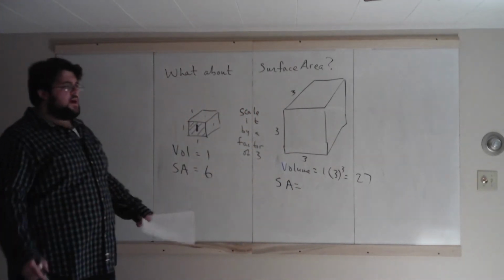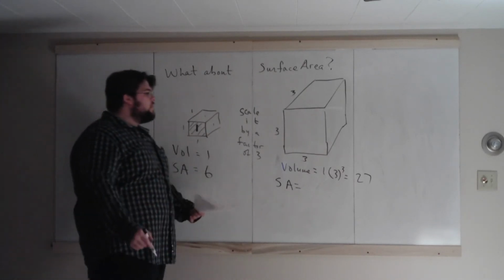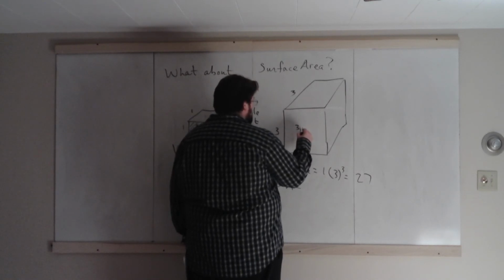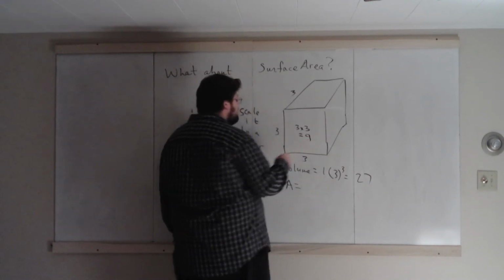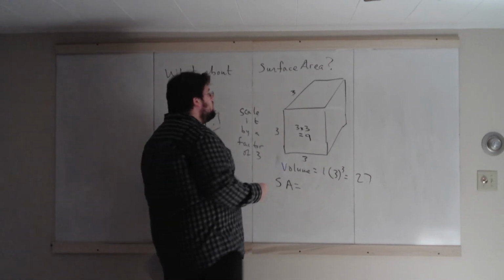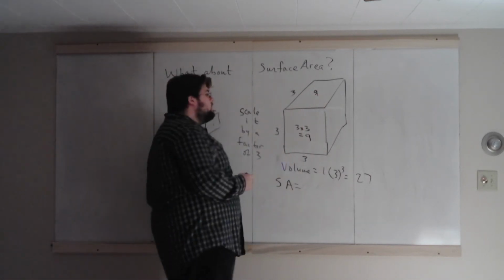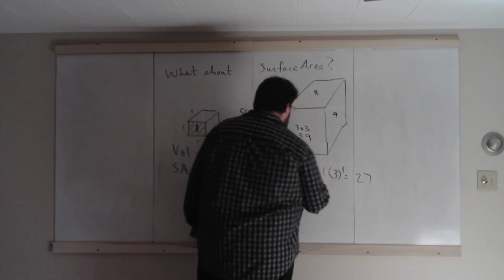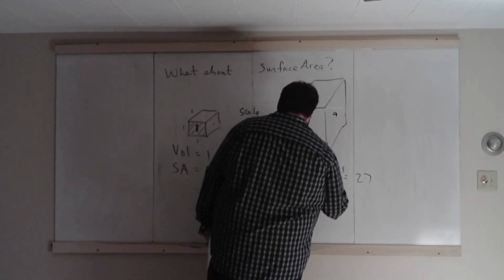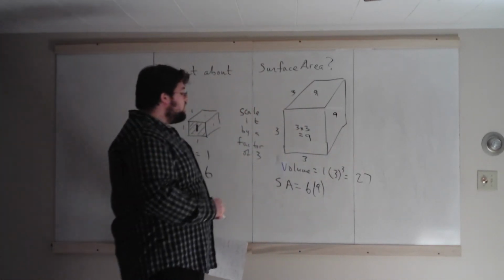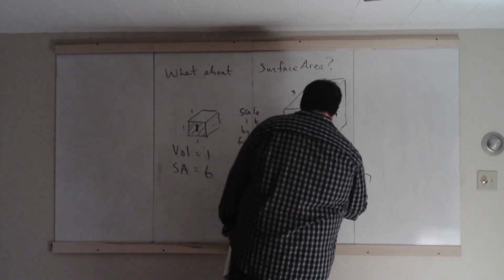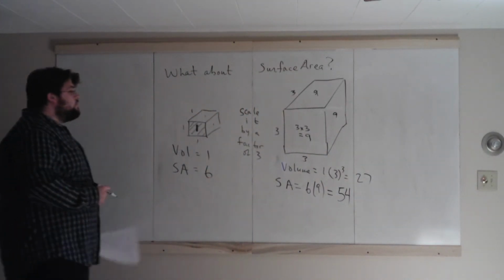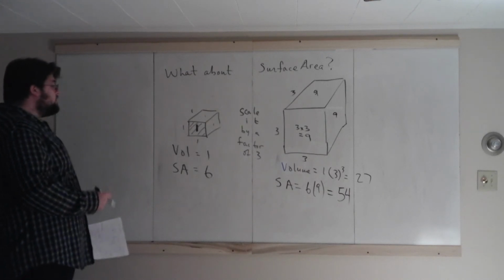Well, again, we have a cube, so we have 6 faces on the cube. What is the area of each side? Well, this face is a 3 by 3, so that has area 9. This one also, it's a square. It's a cube, so all of these are going to have area 9. So we have 6 faces that have area 9. So 6 times 9 is 54. So this new cube has a surface area of 54.